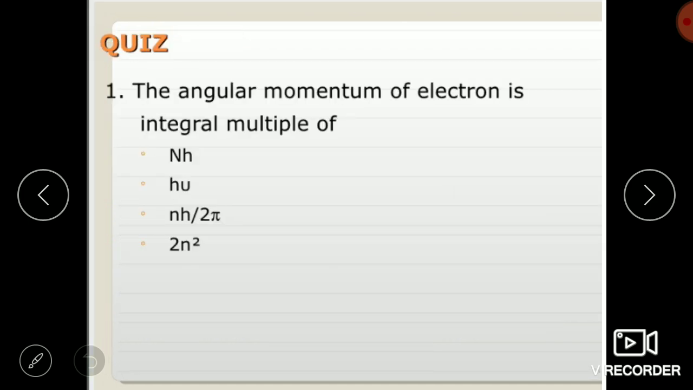Now let's see some questions. Okay, in your upcoming exam you are getting MCQs. So here 4 options are given for this question. Just try this. Okay, so the first question says the angular momentum of an electron is an integral multiple of, which one is the correct option? Is it nh or h nu or nh by 2 pi or 2n square? If you have not skipped the video, you know the answer. Okay, so the correct answer you will comment.